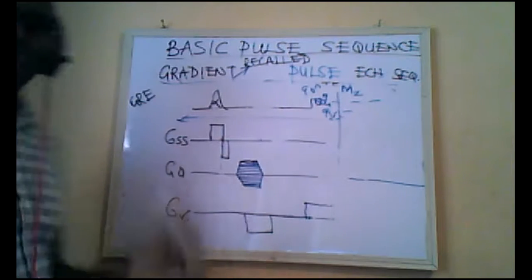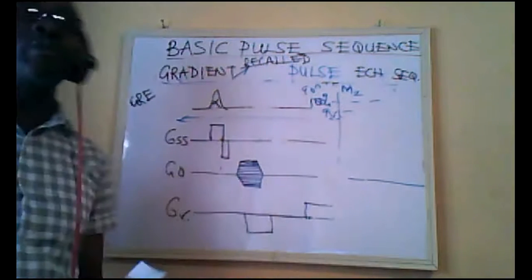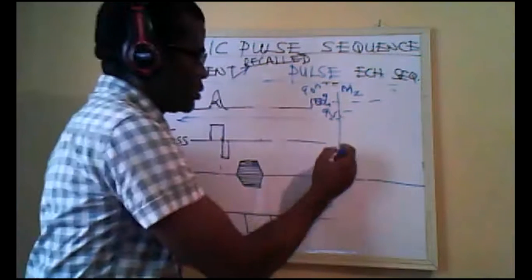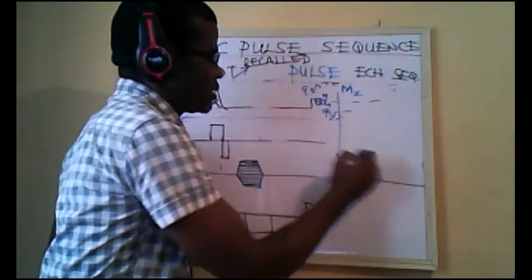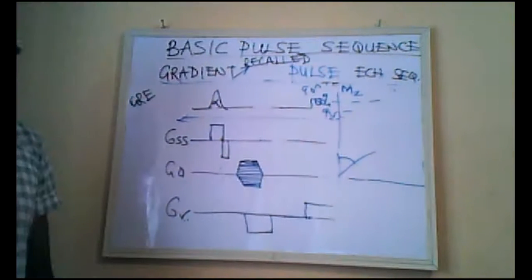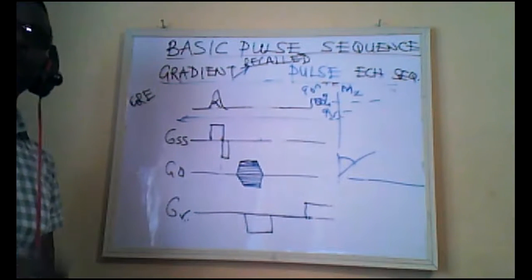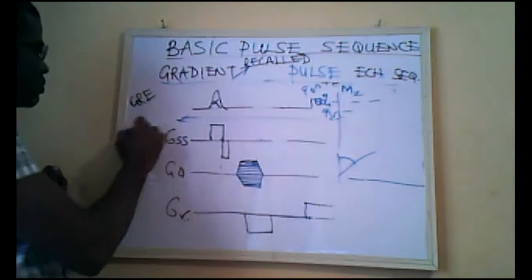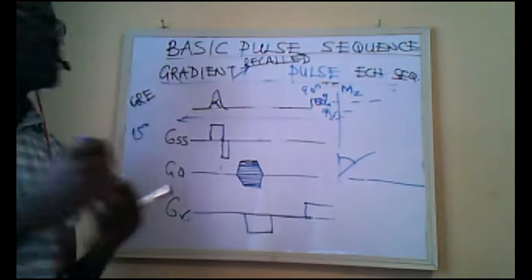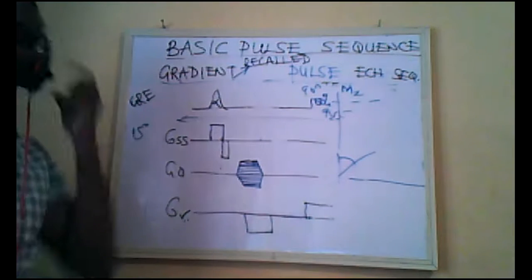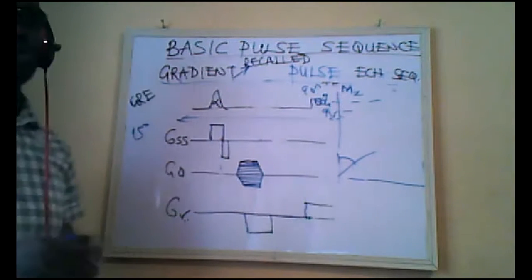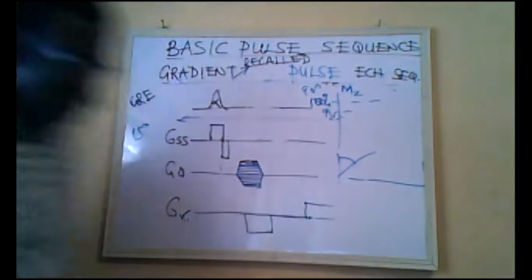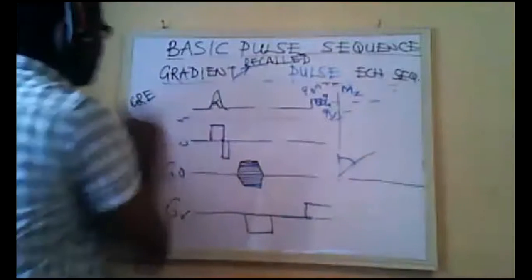You just want a little angle. You want to apply the pulse for a brief period of time so that it covers maybe just a small angle, a small angle like this. If it covers a small angle, maybe 15 degrees, 15 degrees will give us time to make the longitudinal magnetization recover in a shorter period of time.